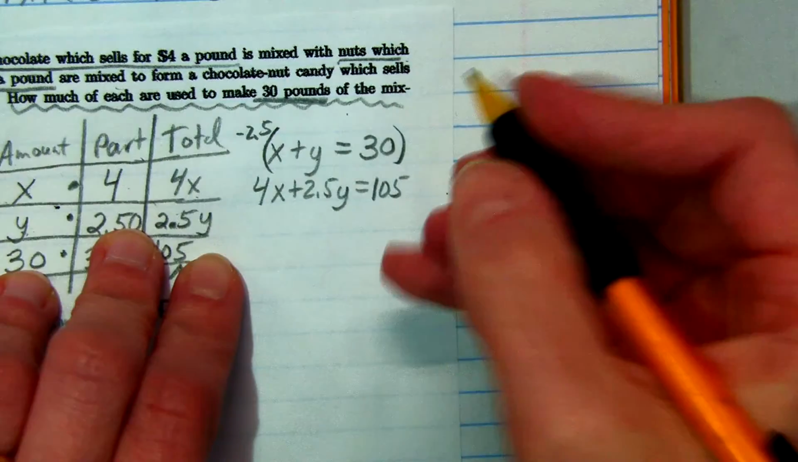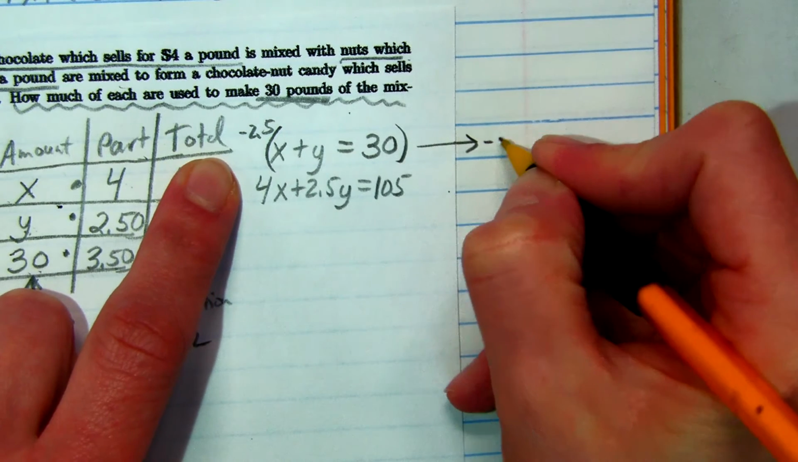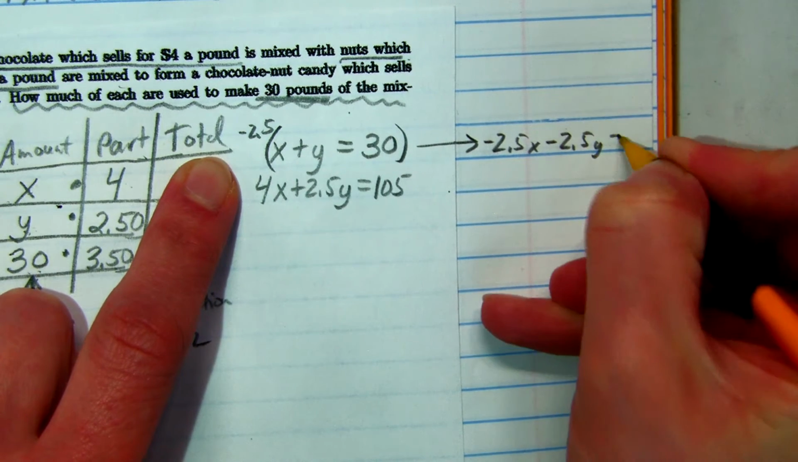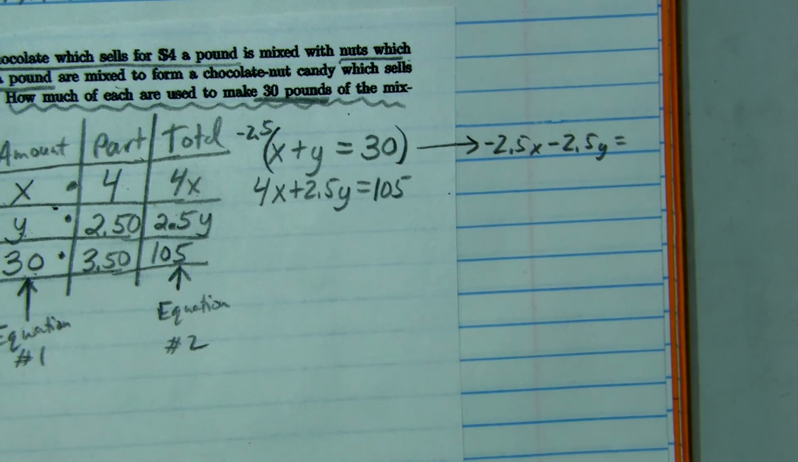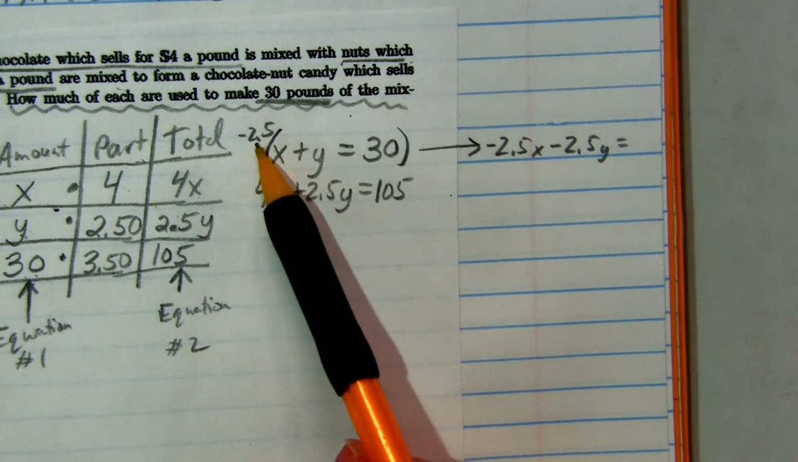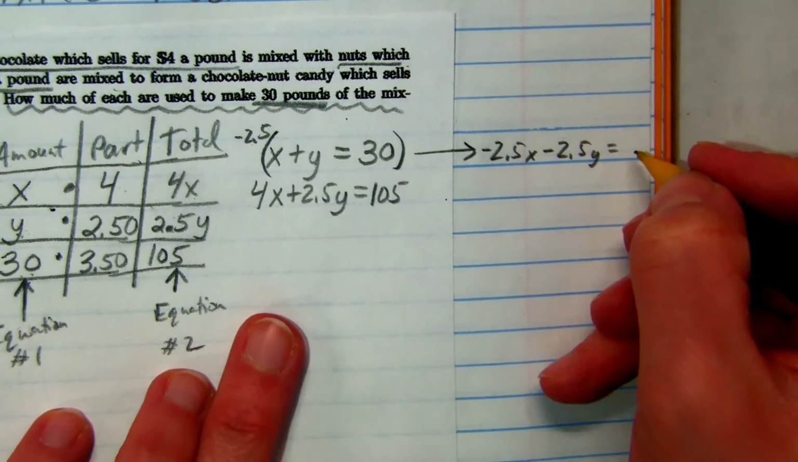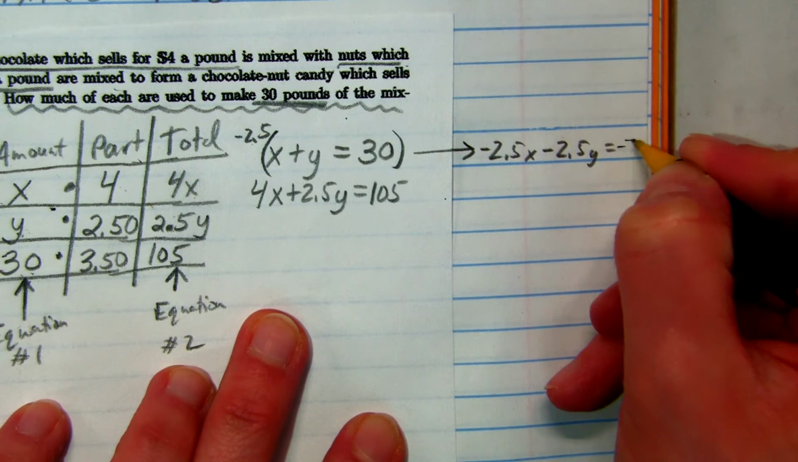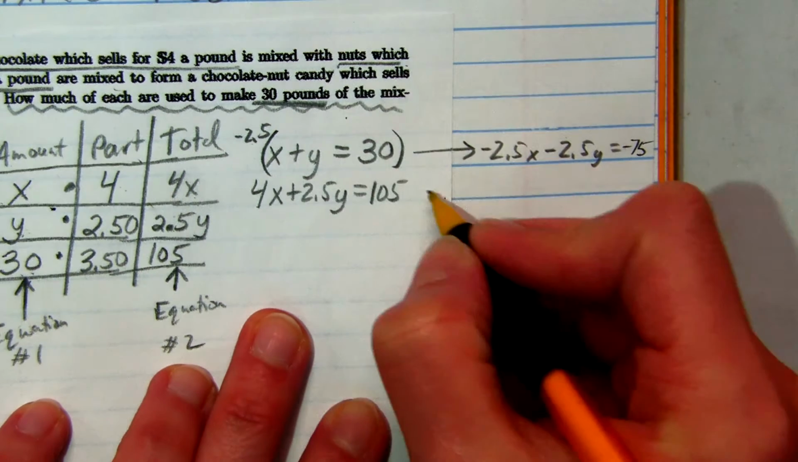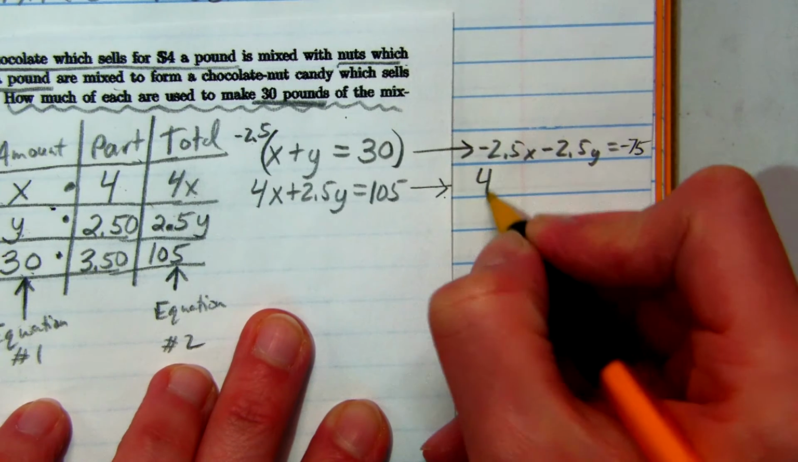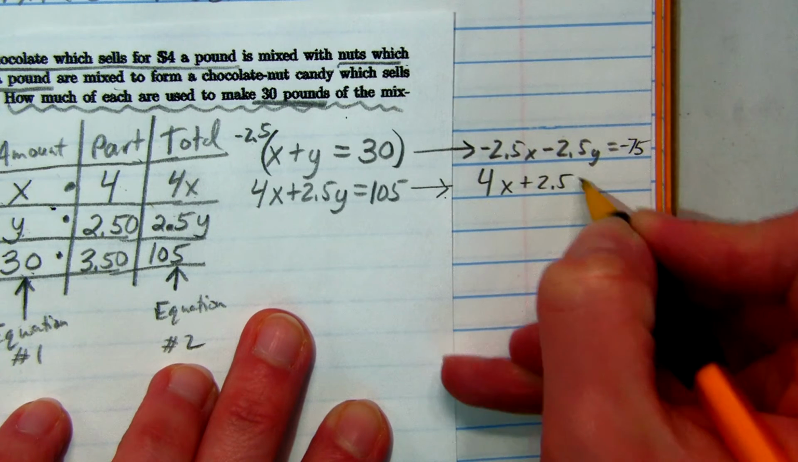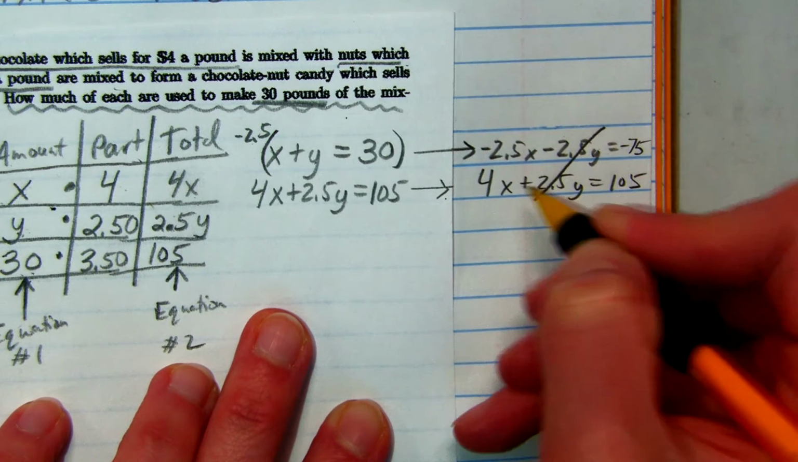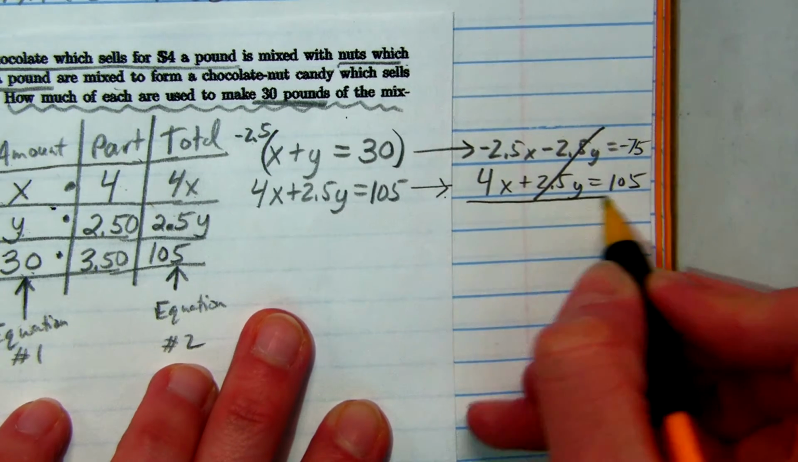Okay, so if I take the top times negative 2.5, I get negative 2.5x minus 2.5y equals, and since this isn't the way I did it, I don't know what that equals. 2.5 times, what is it? 75. Negative 75? Yeah. Okay. I should have known that. And then this other one is 4x plus 2.5y equals 105. So we canceled out the y's. You could totally do 4 and do the x's if you wanted to.